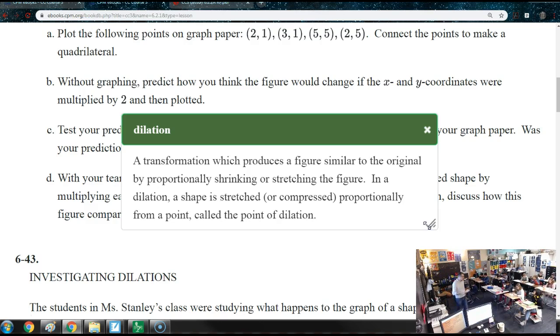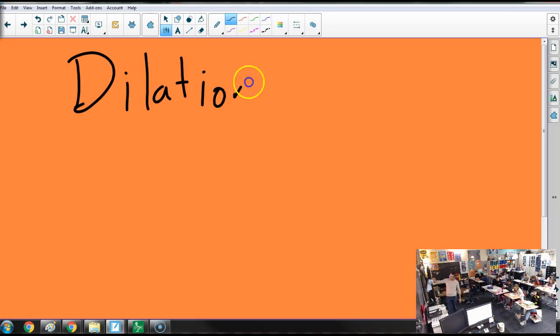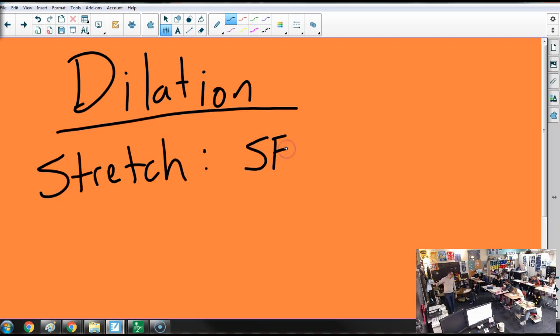A scale factor is how we dilate. What scale factor makes us get bigger? Anything more than 1. Not positive. Anything more than 1 or less than negative 1. So to stretch or get bigger, our scale factor needs to be greater than 1 or less than negative 1.